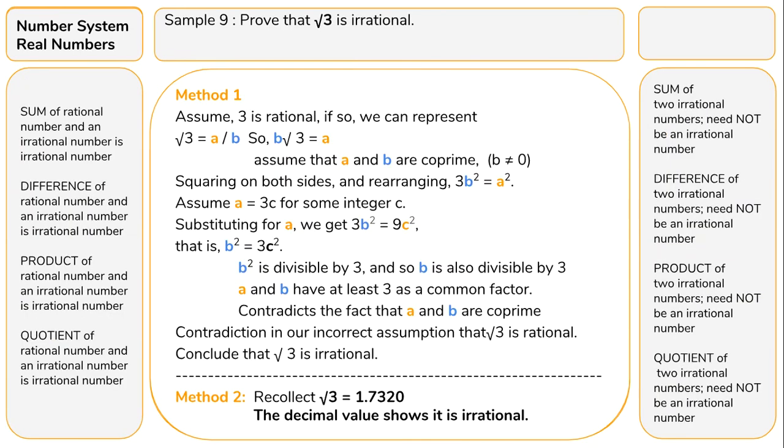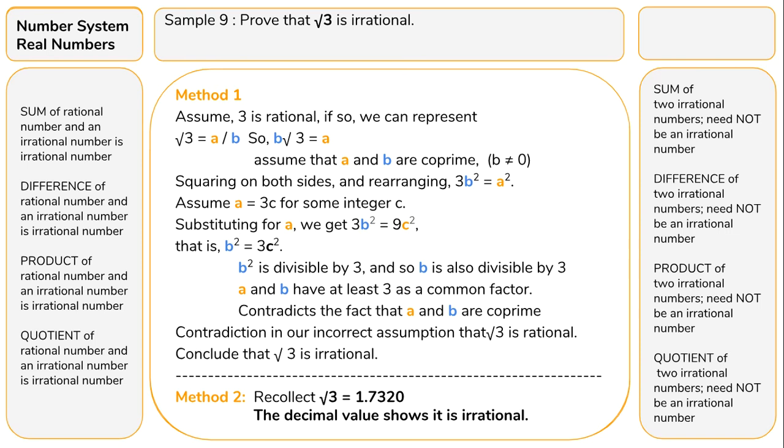Sample 9. Prove that square root 3 is irrational. Assume square root 3 is rational. If so, we can represent square root 3 equals a by b, so b square root 3 equals a. Assume that a and b are coprime, and b does not equal 0. Squaring on both sides and rearranging, 3b square equals a square. Assume a equals 3c for some integer c.